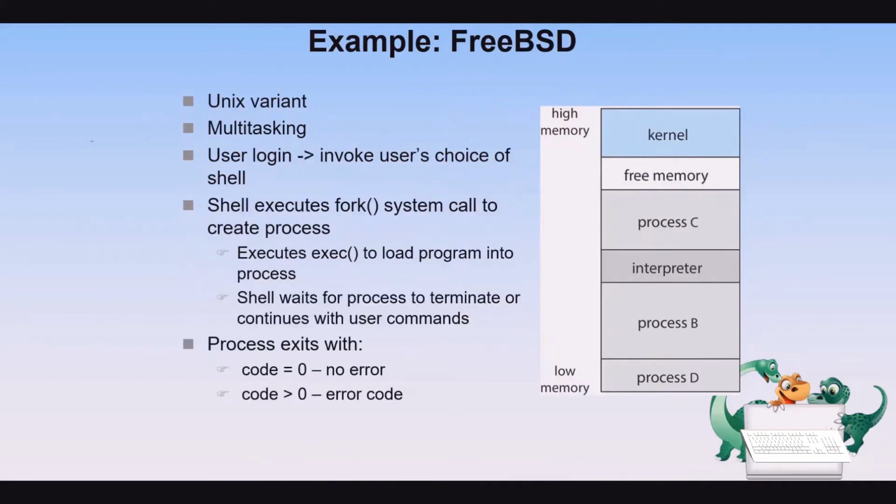So next is FreeBSD. FreeBSD is a Unix variant, just like Linux, so it is multitasking. User can log in, invoke user's choice of shell. Shell is the CLI of a Unix-based system. So shell executes fork. Fork meaning we are going to create a process from the table presented earlier. So process exits when code equals 0, that means no error, or code is greater than 0, that means there's an error code.